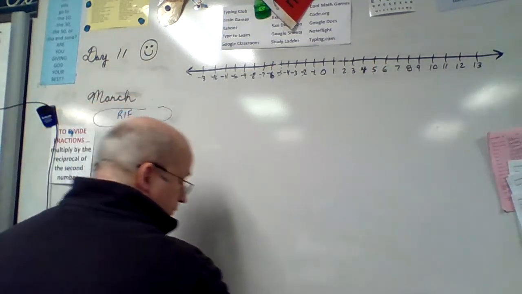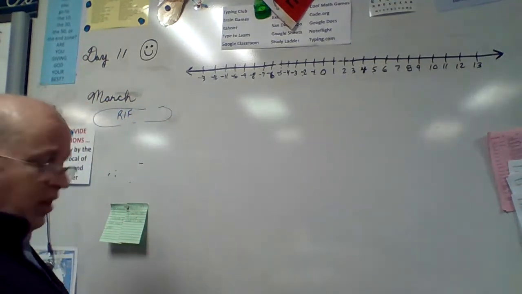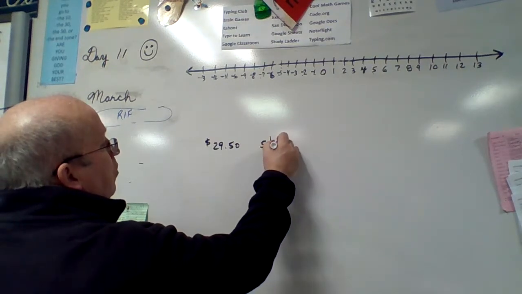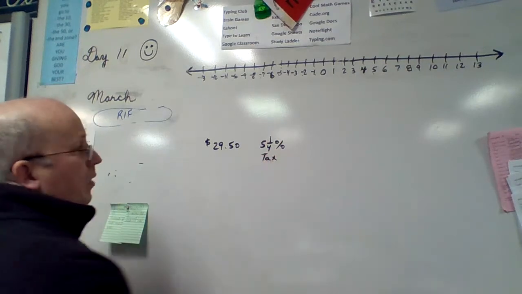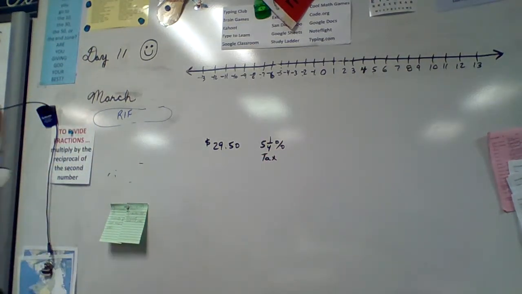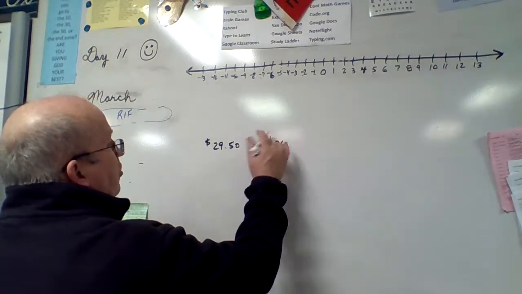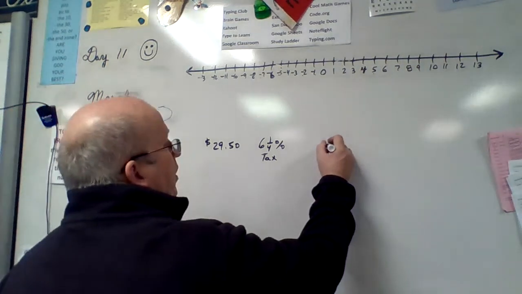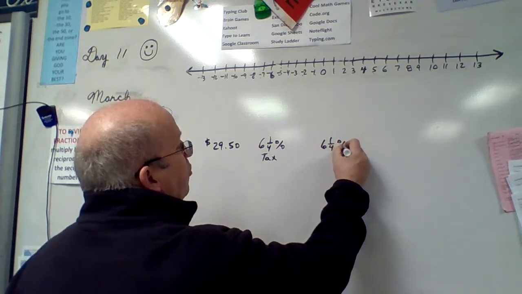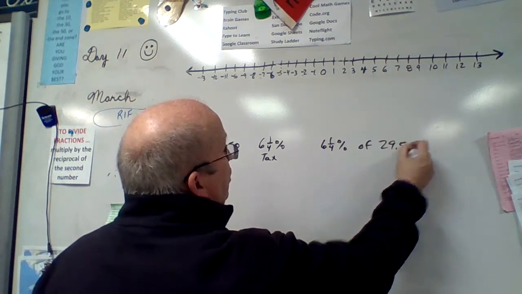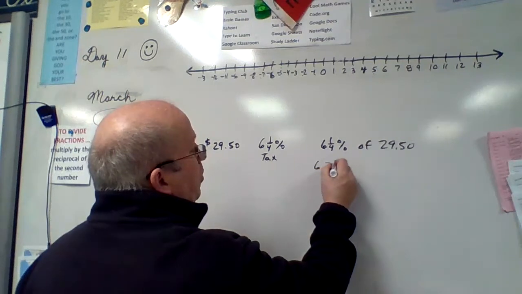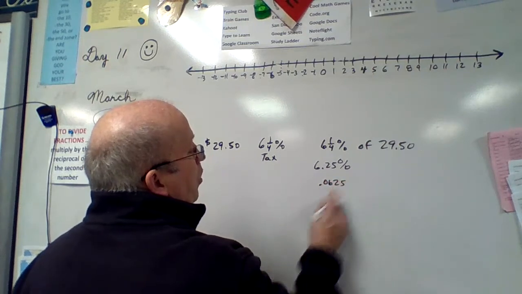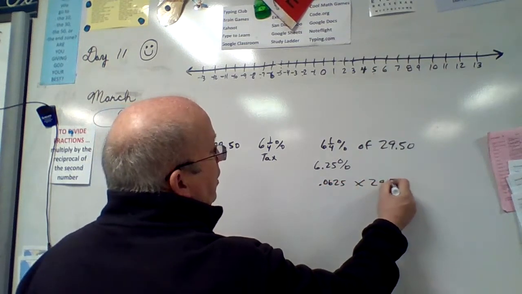How would I do that one? It's basically the same problem, just slightly different. They've got something that's $29.50, and they want to put on it a 5 1/4% tax. Okay, I'm going to do this problem with a 6 1/4% tax. So again, I'm going to think in terms of what is 6 1/4% of the 29.50. I'm going to change this percent into a decimal number, so that's 0.0625 times the 29.50.